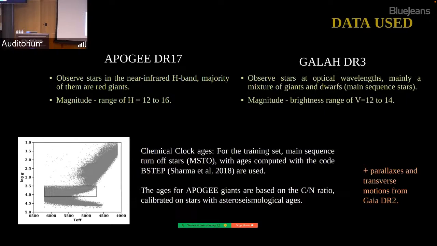The training set contains MSTO stars, which are the main sequence turn-off stars, with precise ages determined from isochrone matching. The ages for APOGEE giants are based on the carbon to nitrogen ratio, calibrated on stars with asteroseismological ages. We have also used value-added catalogs that contain data for parallaxes and transverse motions from Gaia DR2.